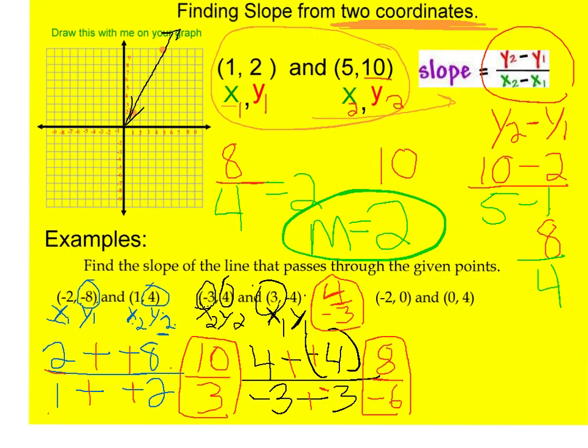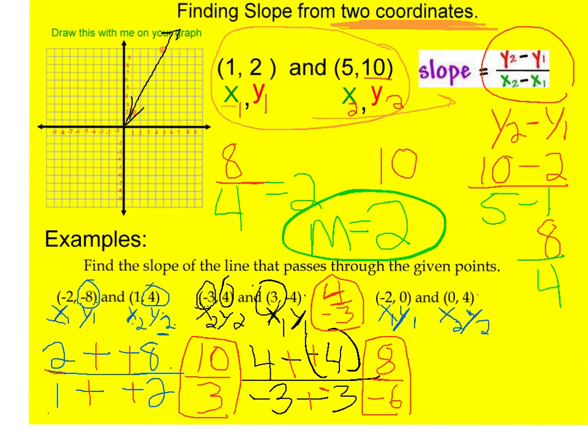Leave slopes improper. Do not make mixed numbers. Keep slopes improper. They're better that way. Easier to work with. One more example. So again, x, y, x, y. We can go back and do this as 1 and this is 2. It doesn't matter.